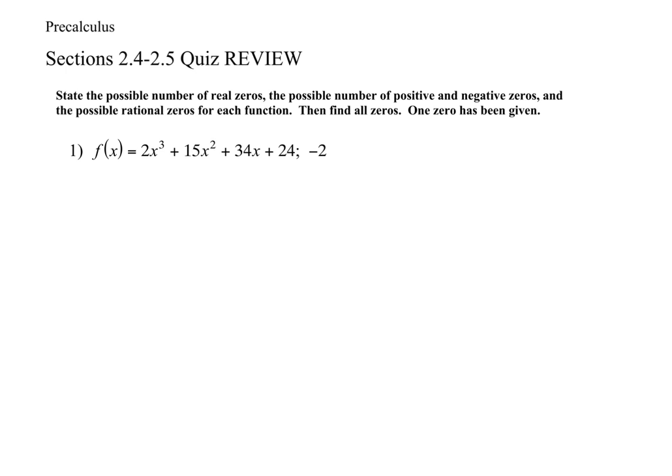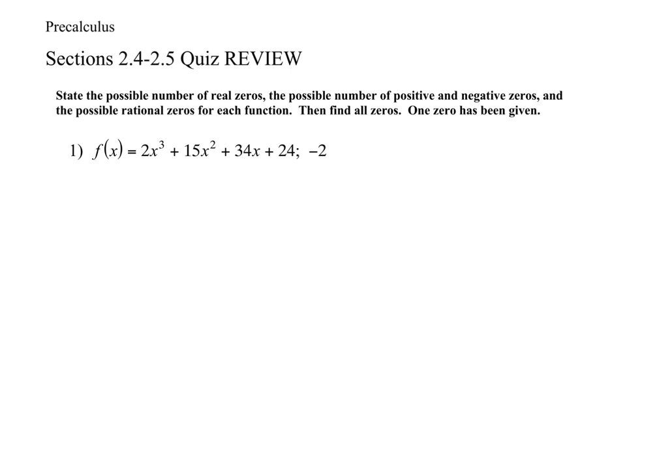So the first thing that we did in these sections was just talk about identifying some things. This is asking several questions here, so this would be worth several points. The first thing it wants you to know is to state the possible number of real zeros, the possible number of positive and negative zeros, the set of rational zeros you could have, and then find all of your zeros. And you'll notice it says that one of those zeros has been given. So we're just going to list out what it asks for.